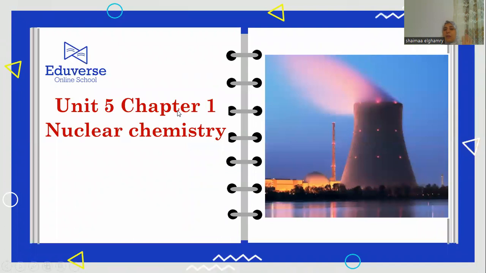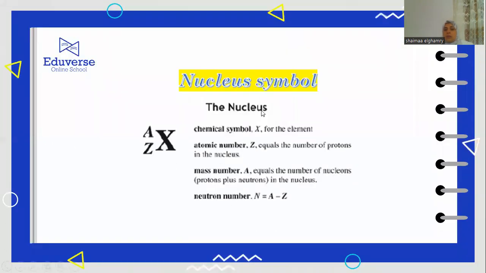Okay. Now we finished Unit 4, and we are going to start Unit 5, the nuclear chemistry. In nuclear chemistry, we are going to deal with everything that happens inside the nucleus. So we should express the element with a symbol that explains for us what is inside the nucleus. So we are going to use this formula to represent the different samples of elements with all details.